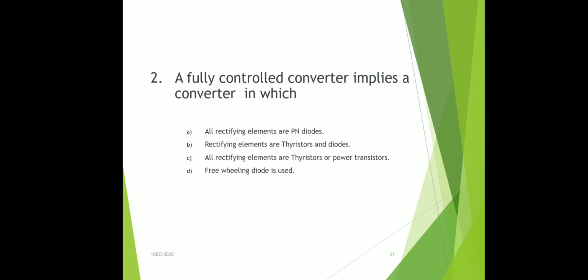No, PN diodes are not used in controlled converters. Rectifying elements are thyristors and diodes? That is also no, wrong answer. All rectifying elements are either thyristors or power transistors. That means in fully controlled rectifiers, the elements are either thyristors or power transistors. Option C is the right answer. All rectifying elements are thyristors or power transistors.